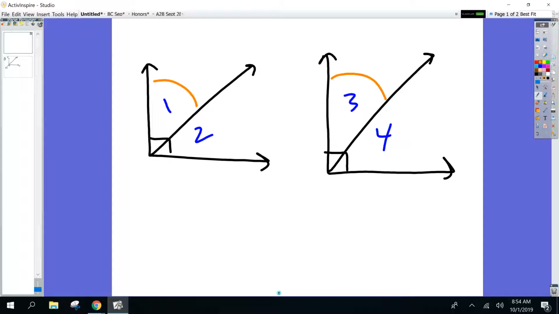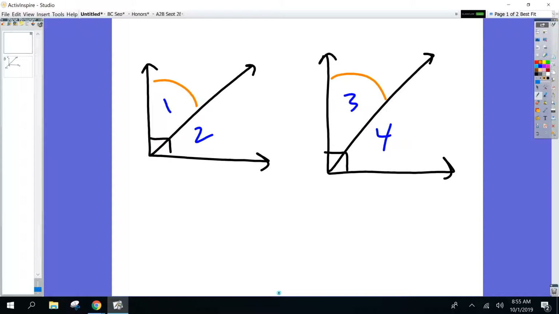Everyone agree there? 2 and 4 are congruent. Agree? We just don't know why. We could probably explain it in a big paragraph, but I don't have time for that. All right, so why are 2 and 4 congruent? 2 was complementary to what? 1. 4 was complementary to what?